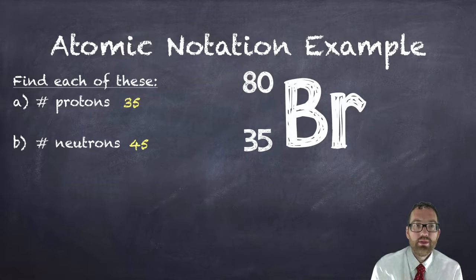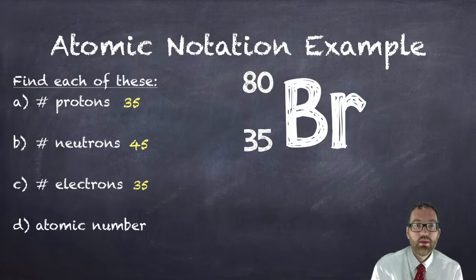Next, if they ask us to solve for the number of electrons, we just need to remember that the number of protons equals the number of electrons. So that's also 35. And if they ask for the atomic number that's given in the example, you just need to know where it is. It's the subscript number, also 35. And the mass number is the superscript number above. It's given in the example, so that's easy. It's just 80.